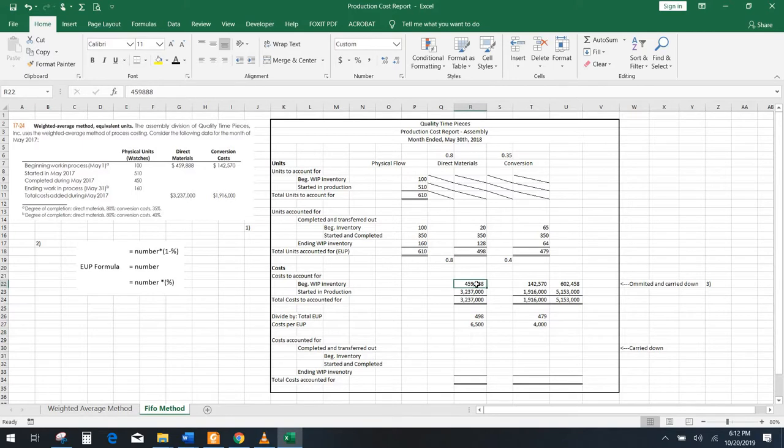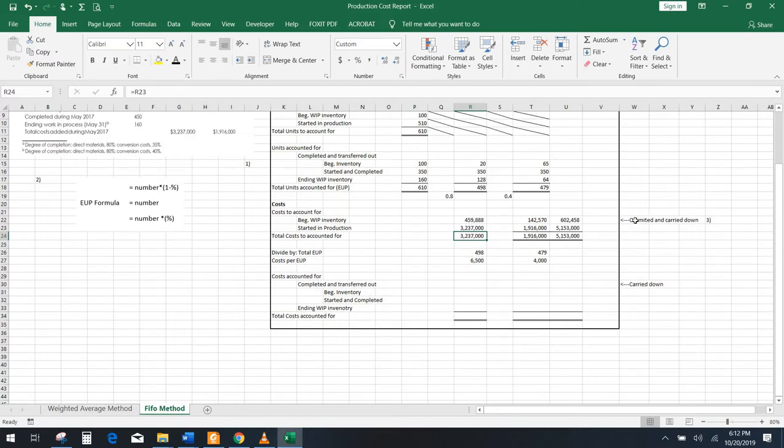We've omitted this specifically because this is a FIFO problem, and so that's why these numbers are calculated differently. So we've omitted these. Now we're simply going to take this number and carry it down here. I don't remember exactly why the professor explained that in class. I don't have it in my notes. I just know in my notes this number was omitted up here, and it was just simply carried down here. So I'm just going to put this is equal to this. Okay. Now the rest of the problem is solved the same way as the weighted average method.